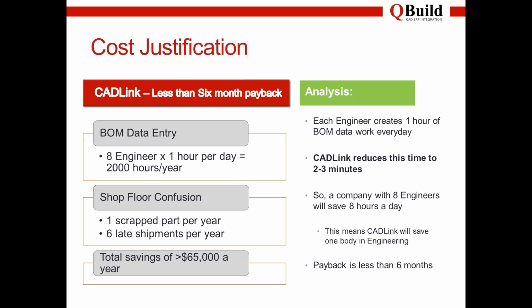So essentially, a company of 8 engineers can save 8 hours a day from their team. That's the entire engineering body of the team. If you do the math, the total savings is over $65,000 a year, and payback is much less than 6 months at that evaluation.